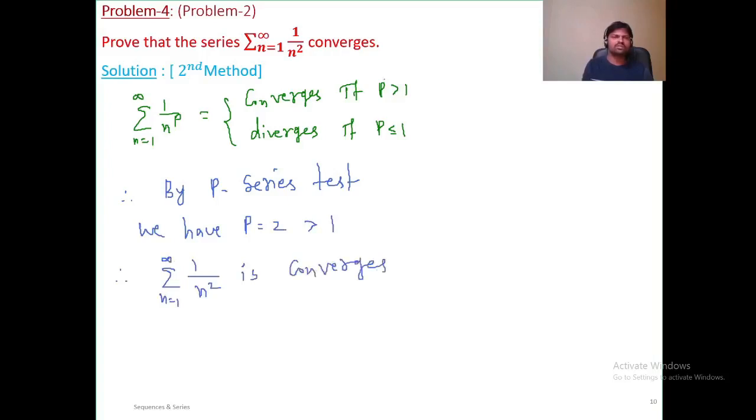That's it, directly. I want only the status. I am not asking what the sum is. Prove that the series converges. The question is not about what the sum is. The question is only what is the status of the series. Does it converge or not? Yes, the series converges. That's it. So how simple it is compared to the integral test. So the p series test is easy, right?